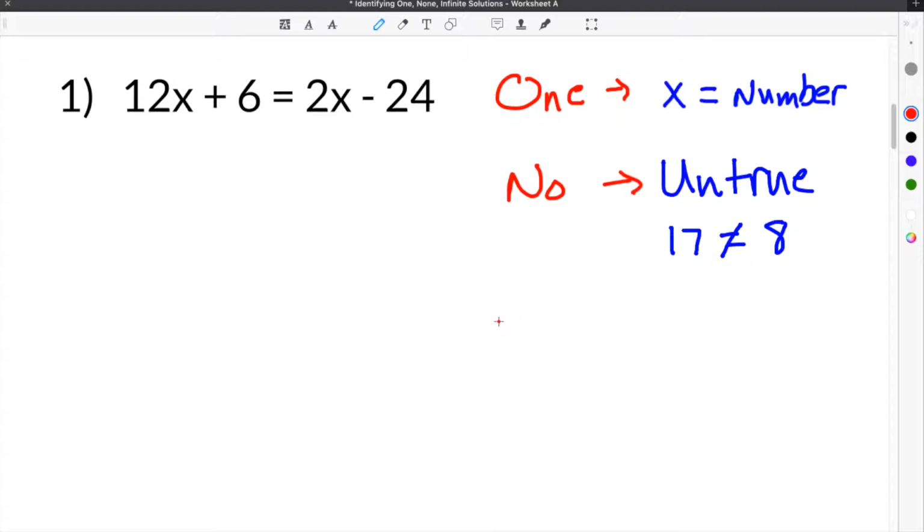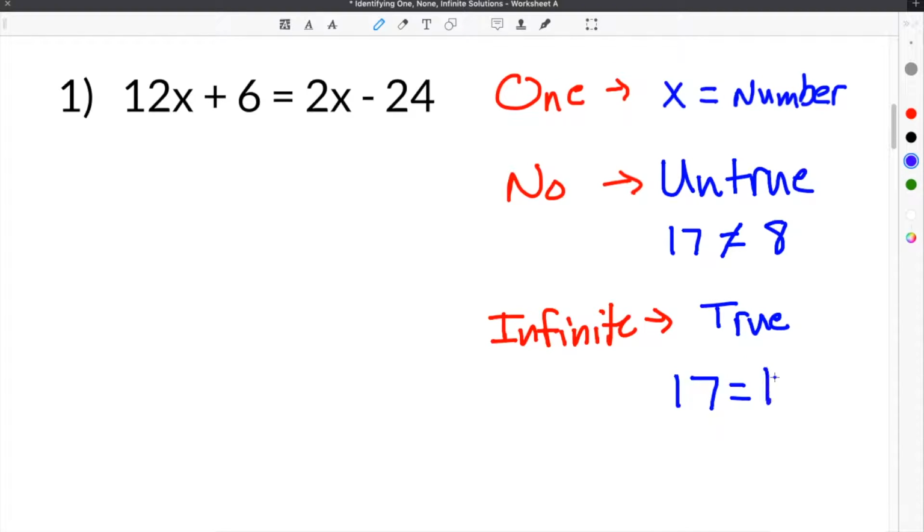Then finally, the last type would be an infinite amount of solutions, and that is when you get a true statement. This means that you could have a number that equals the same number. So if we had 17 equals 17, that is true, right? 17 does equal 17. So that means it would be an infinite amount of solutions.